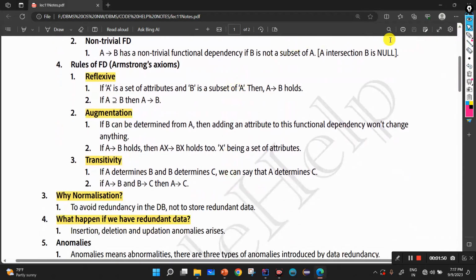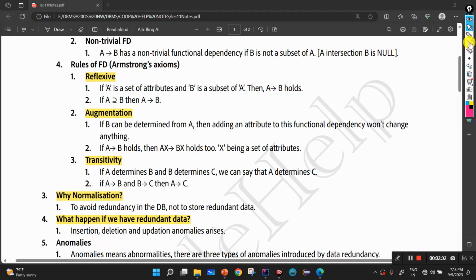Now the rules of FD, functional dependency. There are three rules which are very simple. Number one is reflexive, second is augmentation, and third is transitivity. Reflexive: if A is a set of attributes and B is a subset of A, then A gives B holds. So it is true, A can give B. This is our reflexive rule, and it is very simple. A can determine B.